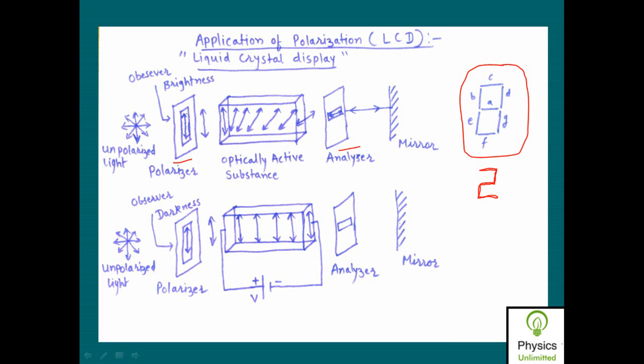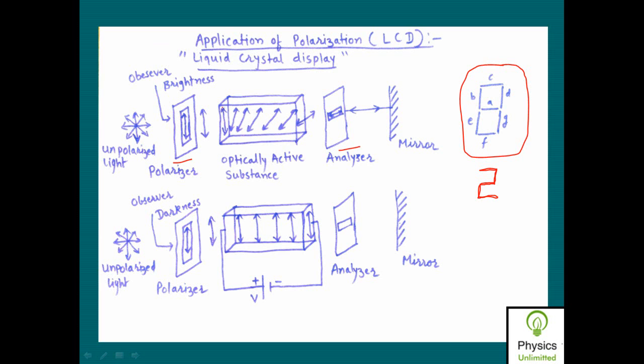Now you can see the polarizing directions of these 2 slits. The polarizing directions of these 2 slits are such that they are perpendicular to each other, or you may say that the polarizer and analyzer are oriented in such a way that their polarizing directions are perpendicular to each other.